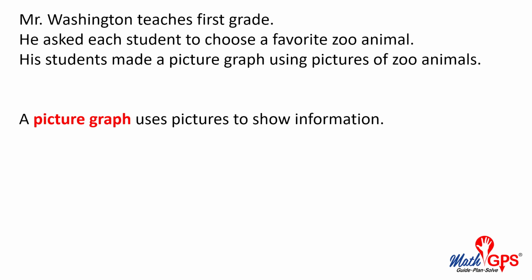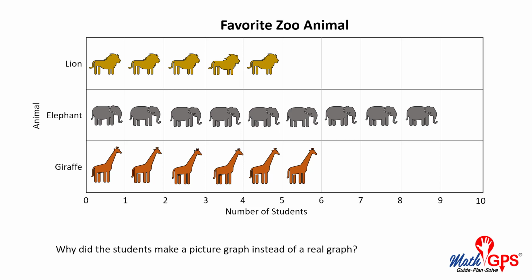Mr. Washington teaches first grade. He asked each student to choose a favorite zoo animal. His students made a picture graph using pictures of zoo animals. A picture graph uses pictures to show information. The children selected from lion, elephant, and giraffe. Each child placed a picture of the animal that was their favorite.